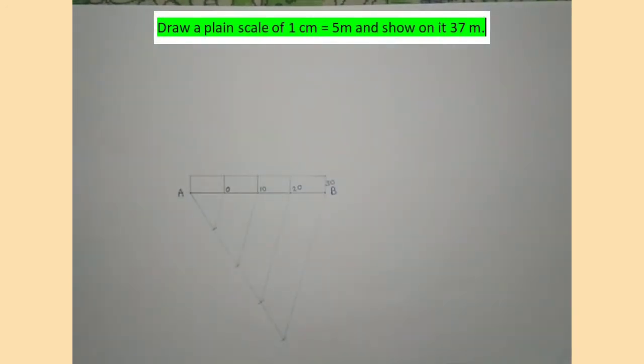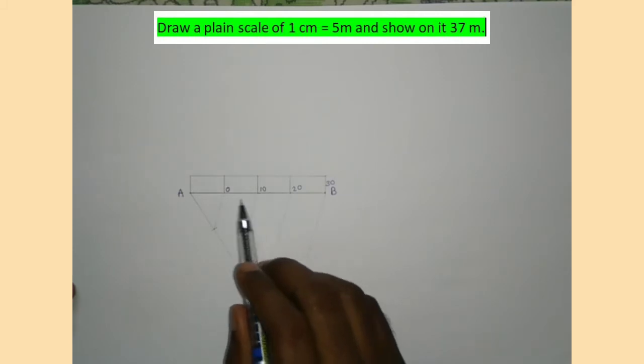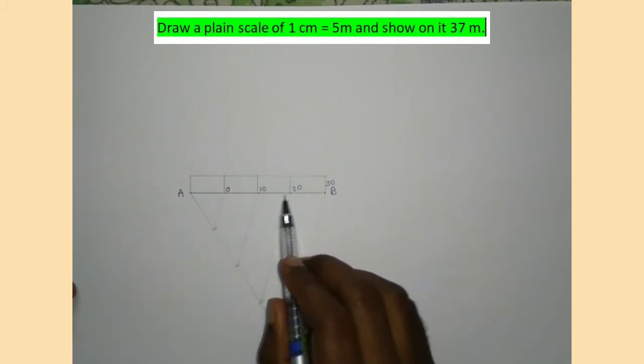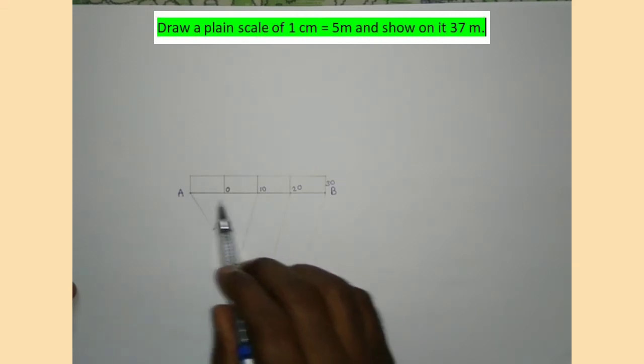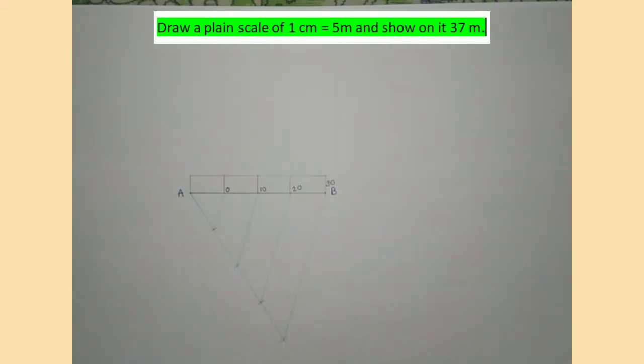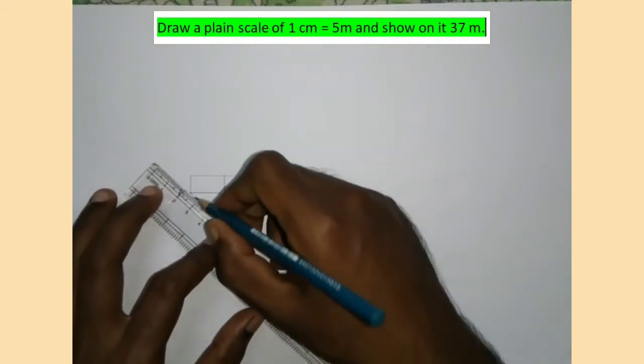Okay, now we divided the line into 4 equal parts and each part is 10 meter. And now we can mark 10 meter, 20 meter, 30 meter and 40 meter. 40 meter means total length of the line. But we cannot mark 37 meter. How can we mark? In order to mark 37 meter, we need to divide one division into 10 equal parts.